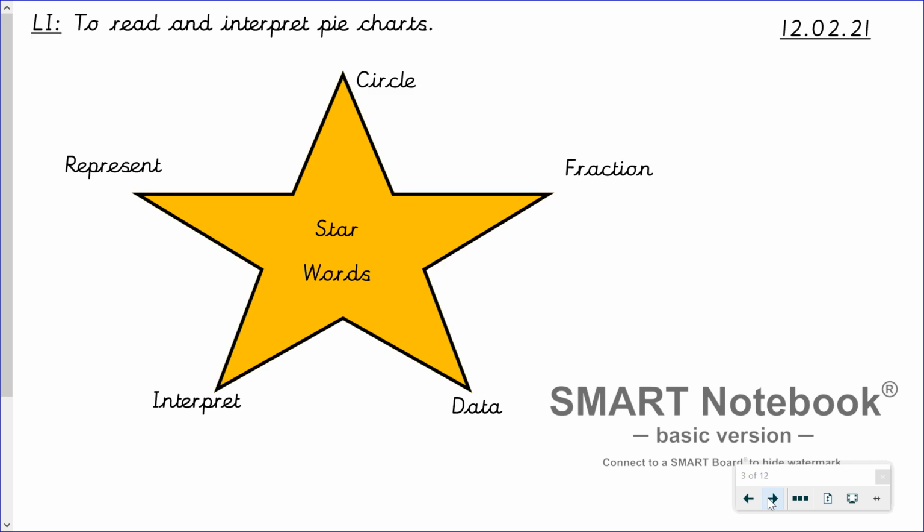Today's learning intention is to read and interpret pie charts. This is why we looked at circles yesterday and the rules of the circle and the splits of the circle, because we're looking at pie charts today. Star words are circle, funnily enough. Fractions come into it. Data, we're going to interpret them and we're going to represent different bits of information on them.